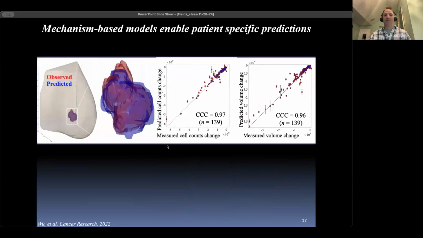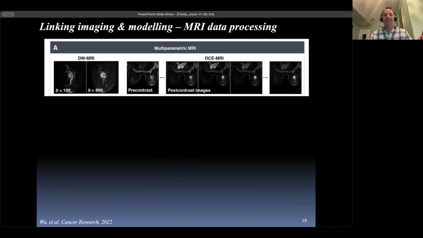And here was a summary of 139 patients of measured cell counts versus predicted. The size and shape looks pretty good. Area under the curve is 0.89 with this patient-specific mechanism-based model. Mechanism in the sense that it incorporates how the tumor cells are migrating, how they're responding to treatment, how they're proliferating, and the surrounding mechanical properties of the tissue. So we feel like we're getting good at that.